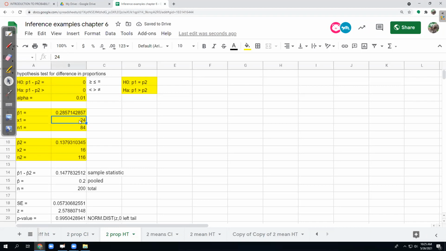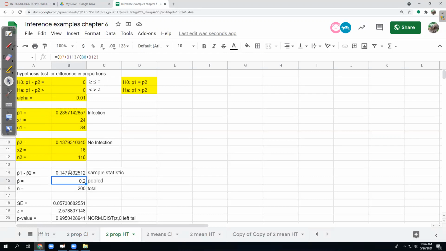And then I went and typed in the data. So there were 24 out of 84 in the first population, and this is my infection population. And then I told the spreadsheet to calculate what is 24 over 84 as a decimal. Same thing here, I typed in my 16 and my 116, and then above here it just calculates that proportion, and we've seen that before. So that's my new sample statistic, like I mentioned before, that is just the difference in those two above.